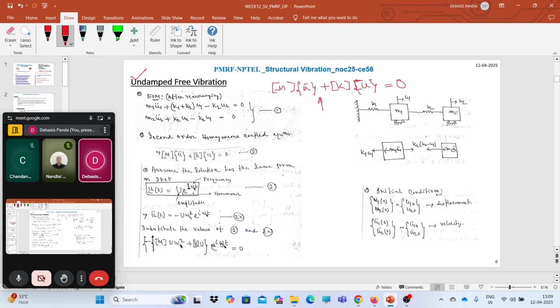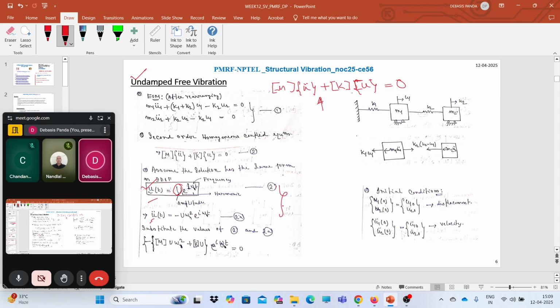We need to decouple this system in a way that we get the natural frequencies as eigenvalues and the mode shapes as eigenvectors. For that, we considered a general solution. U of t is nothing but u e to the power i omega t, one harmonic, where u is the amplitude of this vibration and omega is the frequency of the vibration. If you take the double derivative, you will get minus u omega n square e to the power i omega n t.